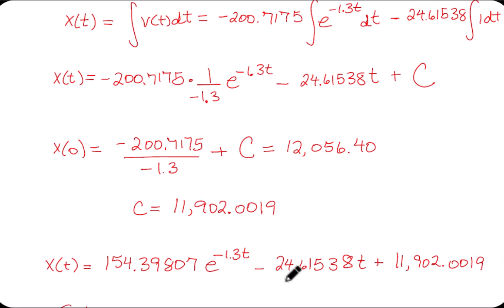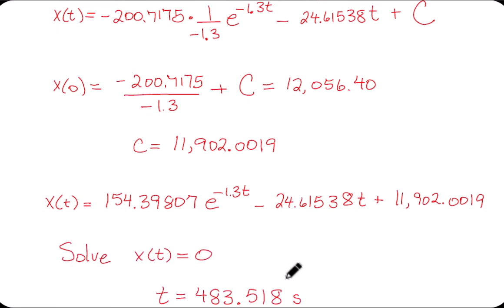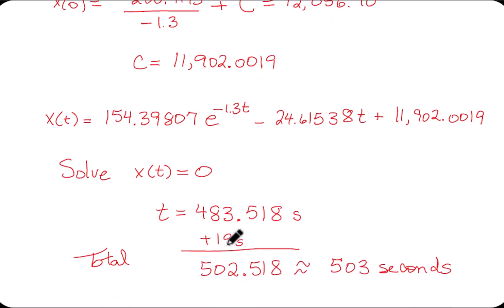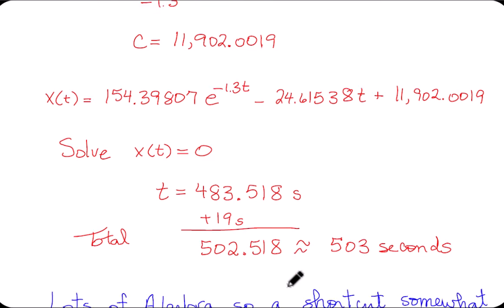This would be a mess to solve by hand. So you're going to have to use an online tool to figure this out. I did. I used Wolfram Alpha, which solved this for me and got 483.518 seconds. That's on that part. So it took 483 seconds to fall from 12,000 to the ground. That's why it's zero. Add that to my initial 19 seconds, so around 503 seconds. So this is a difficult problem.